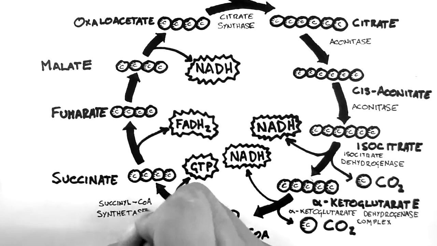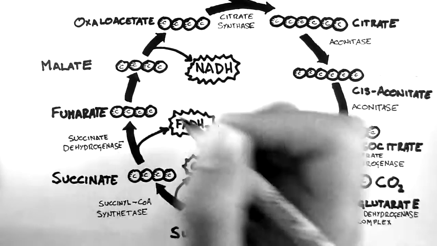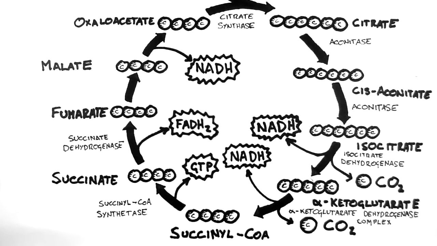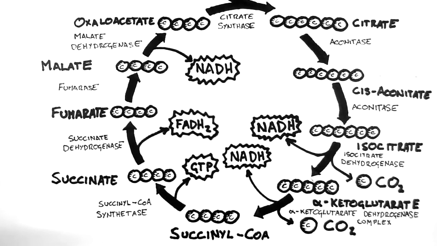Succinyl-CoA synthetase catalyzes the conversion of succinyl-CoA to succinate. Then yet another dehydrogenase, known as succinate dehydrogenase, produces the high-energy molecule FADH2. Fumarase converts fumarate to malate. And then the final enzyme is another dehydrogenase, malate dehydrogenase, producing NADH and converting malate to oxaloacetate. And that's an overview of the TCA cycle.